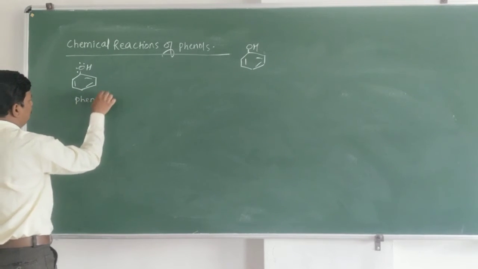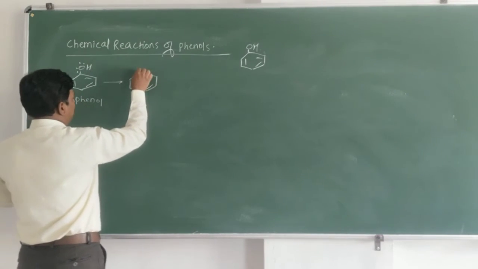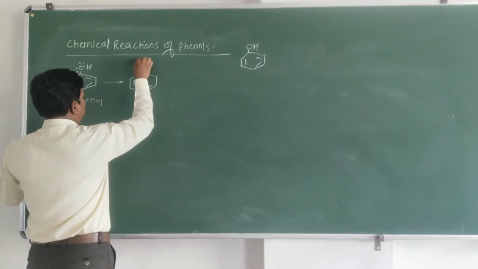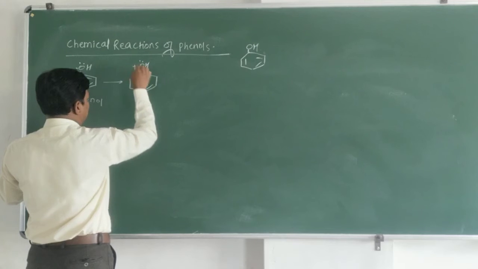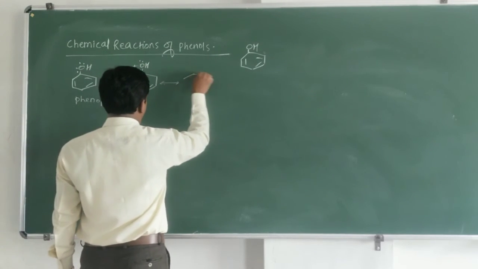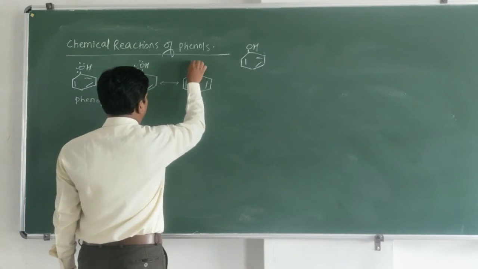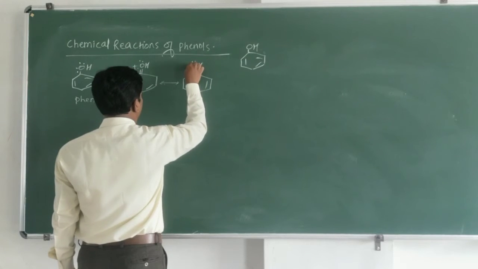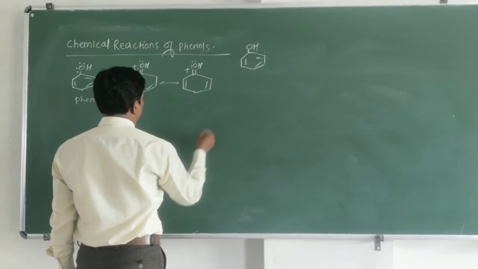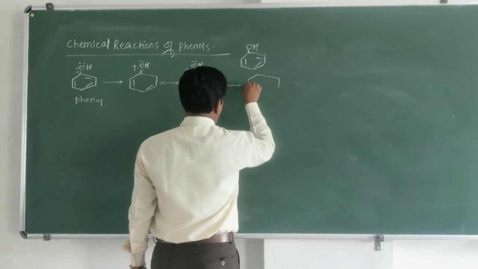Now the electrons may transfer to the ortho and the para position. Okay, this should be the first structure. Then after that, the next structure is like this. Then the next resonating structure is like this.